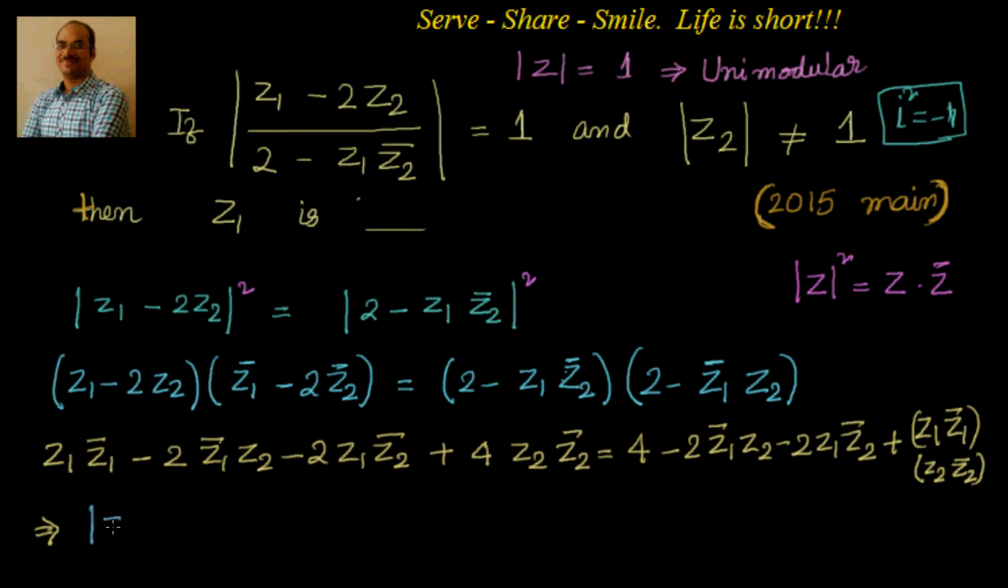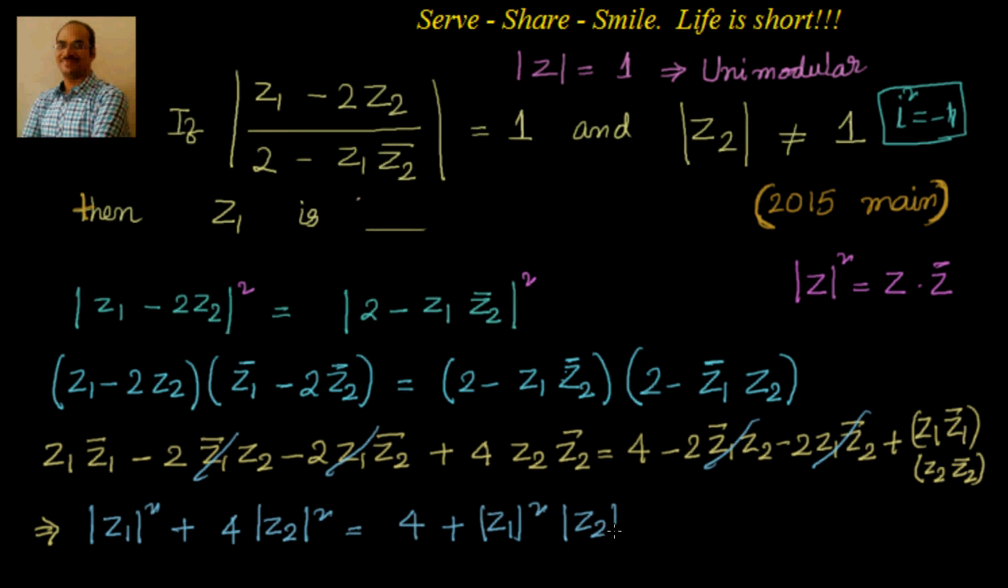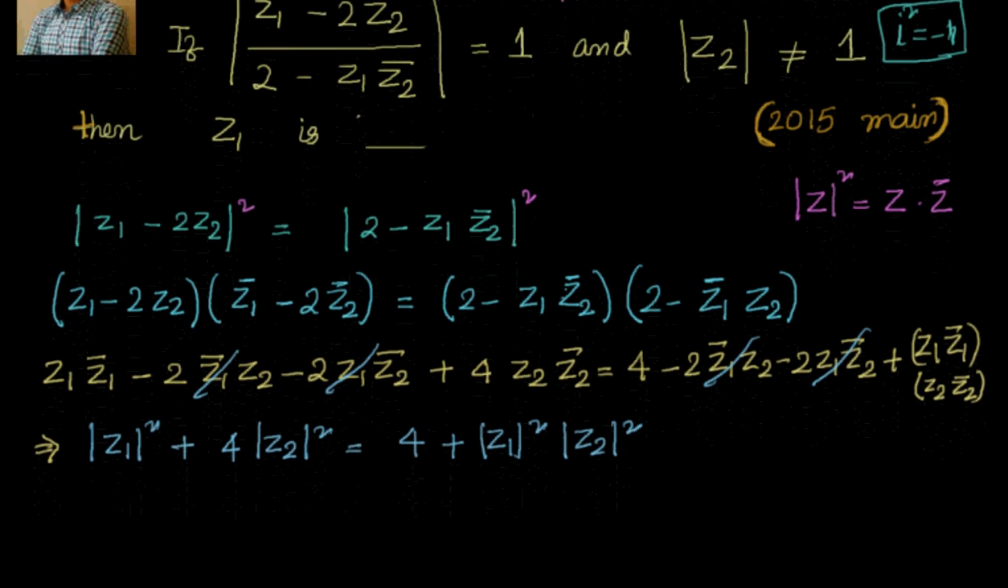So can I write it now as mod z1 whole square? I can cancel these two. I have plus 4 into modulus of z2 whole square is equal to 4 plus z1 into z1 conjugate, which is mod of z1 whole square. Similarly, the next one is mod of z2 whole square. Now this is a quadratic equation.